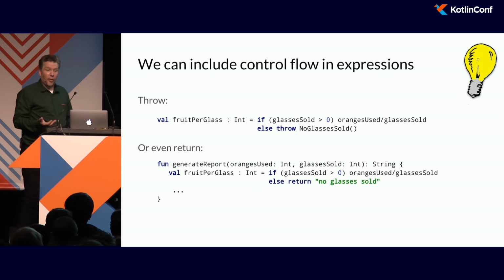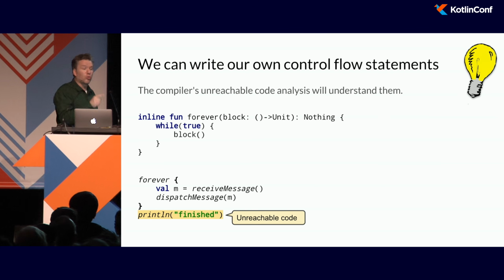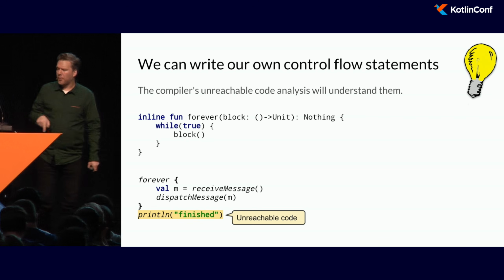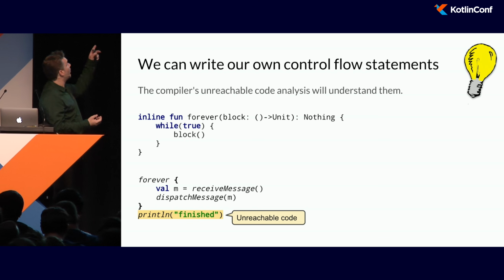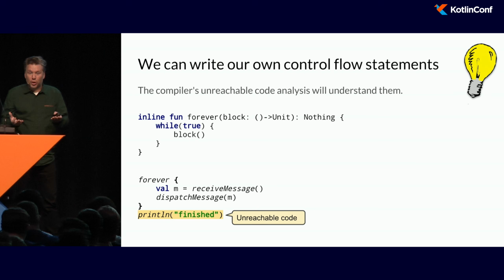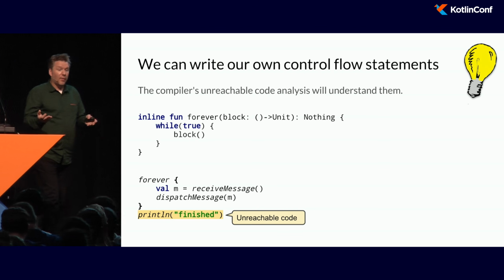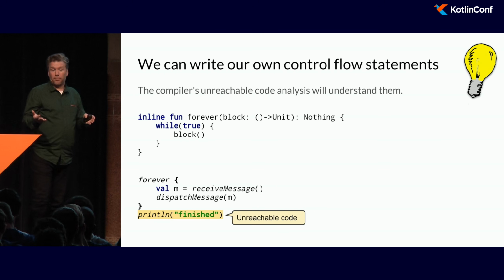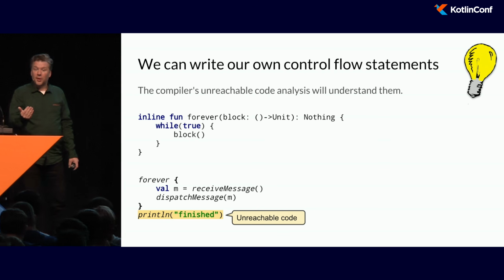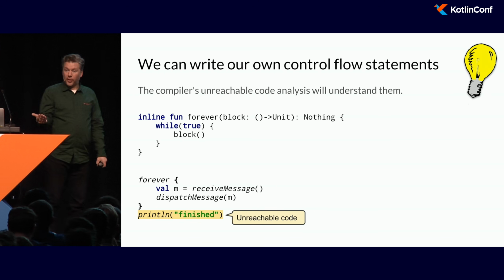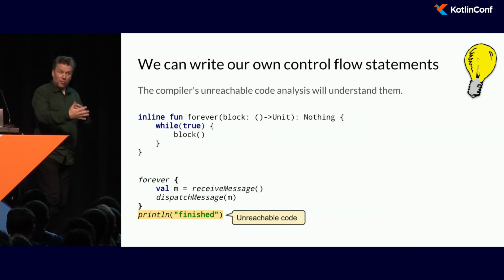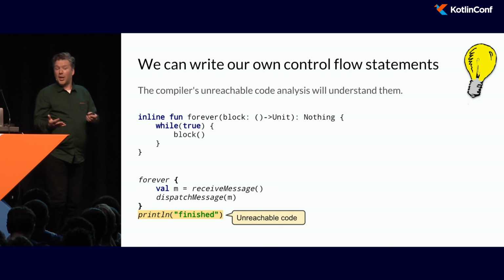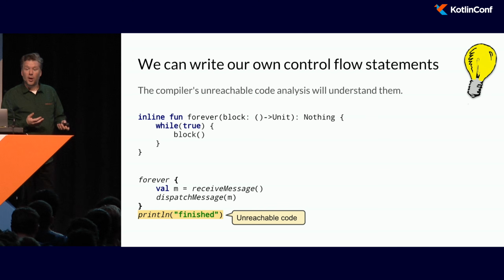The other great thing about nothing, of course, is we can write our own control flow structures in Kotlin that evaluate to nothing. I can write, for example, a control flow structure that runs an infinite loop. That infinite loop will never return, and so I can declare it as having type nothing. And then my control flow structure interacts with the unreachable code analysis provided by the IDE and the compiler.